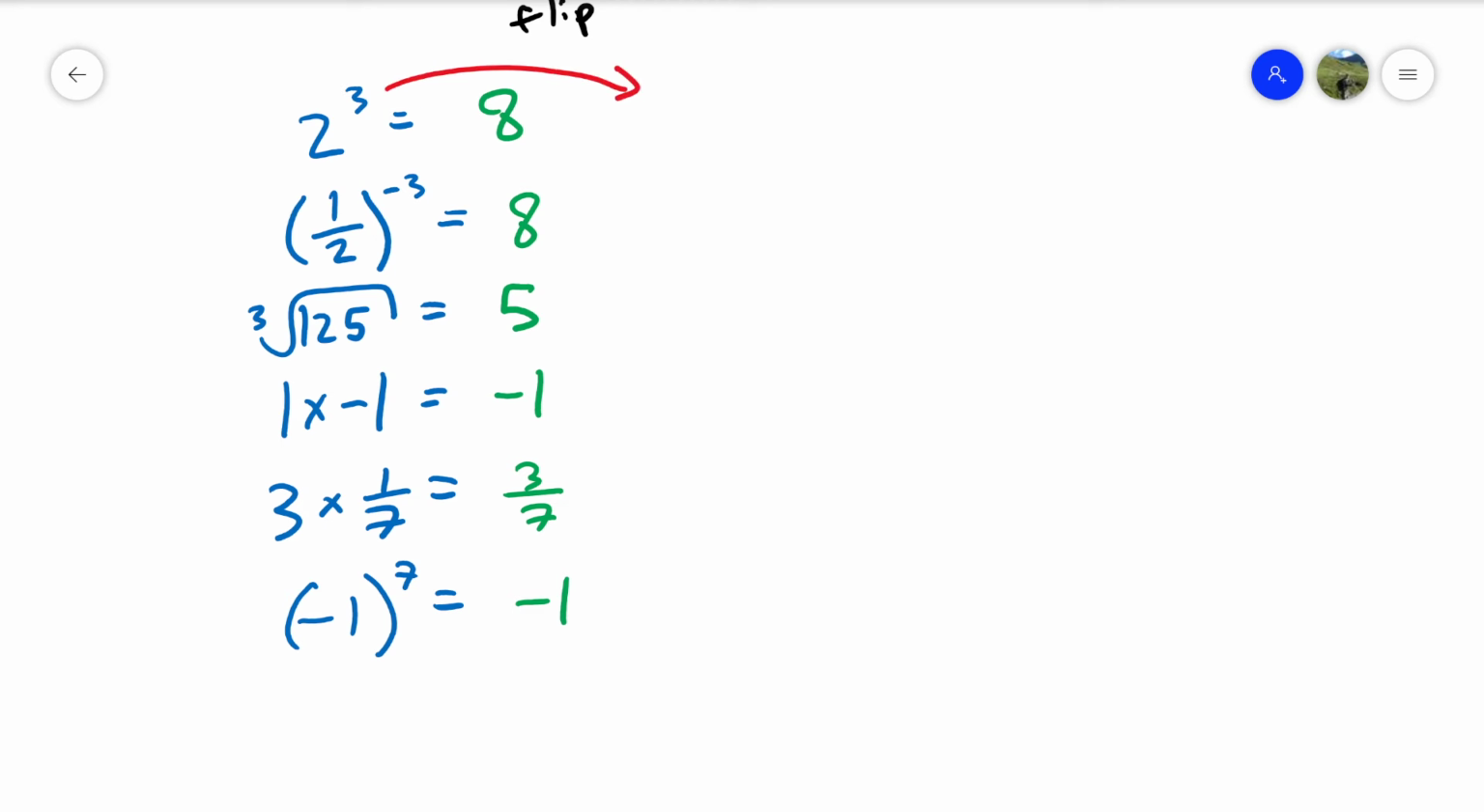Right. Please, please, please remember this is 2 times 2 times 2. So 2 times 2 is 4, and then 4 times 2 is 8. For goodness sake, don't write 6.